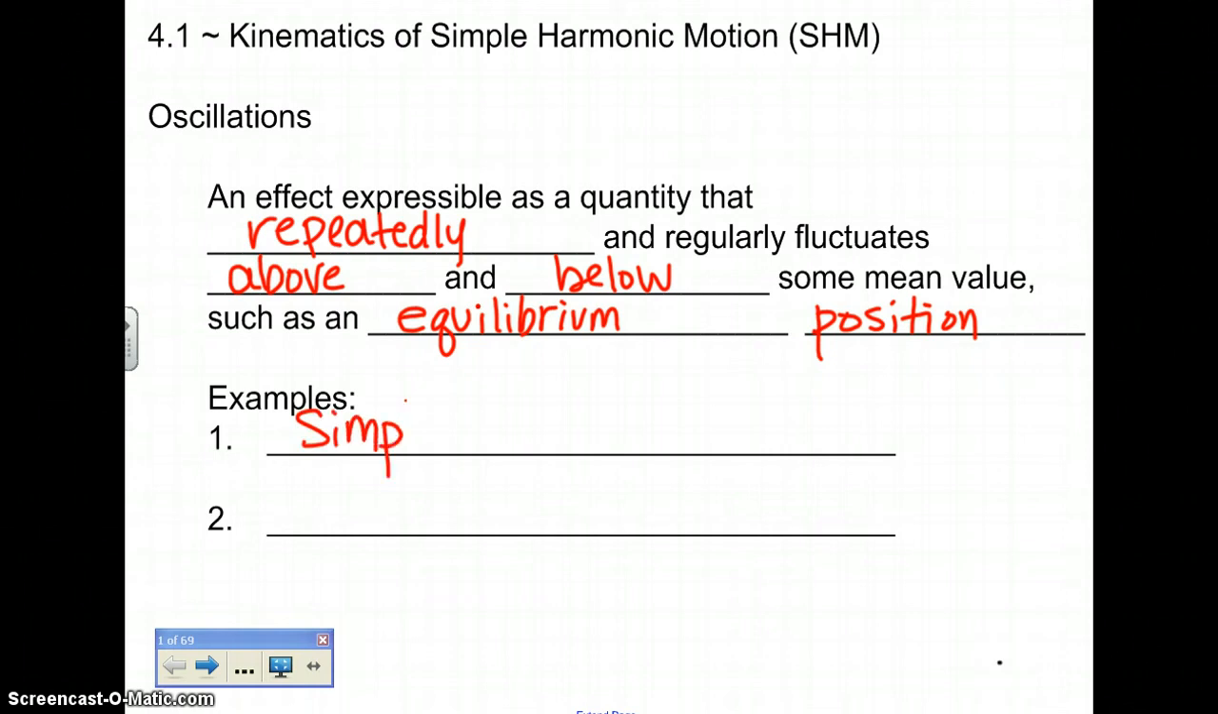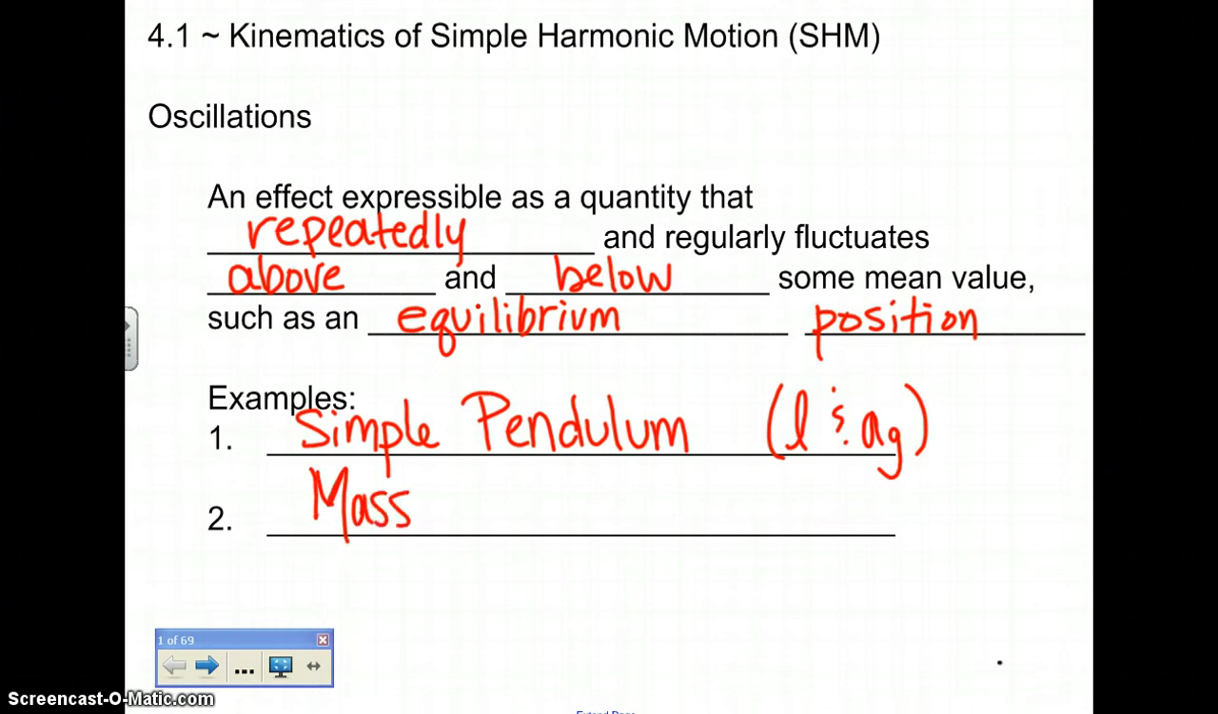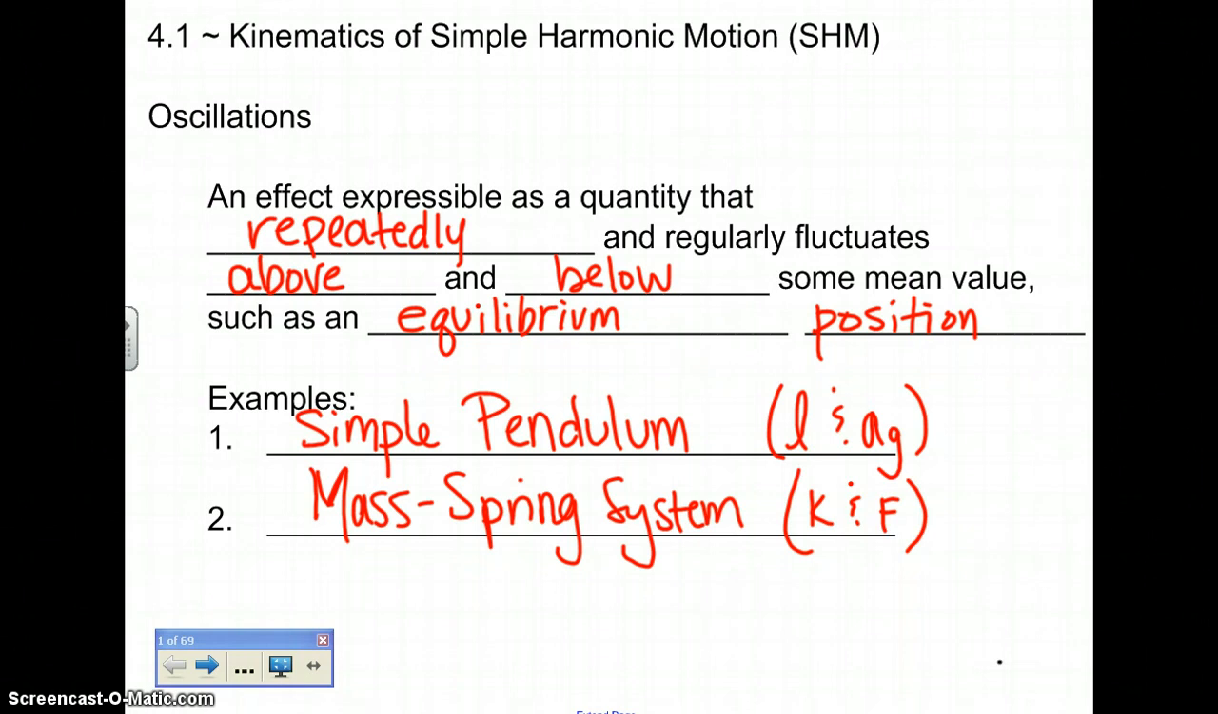So the two that we're going to concentrate on are a simple pendulum. And on a simple pendulum, I'm just going to cut to the chase real quick. Your length and your acceleration due to gravity are going to be two very defining variables inevitably. And then the second one we're going to concentrate on are mass spring systems. And in a mass spring system, you're going to look at what's called the spring constant, and you're going to look at your force as well that's dealing with this, obviously coming from the mass.